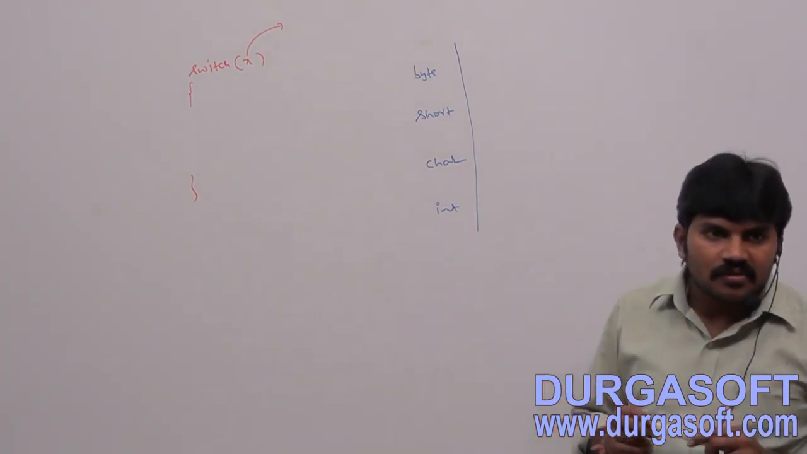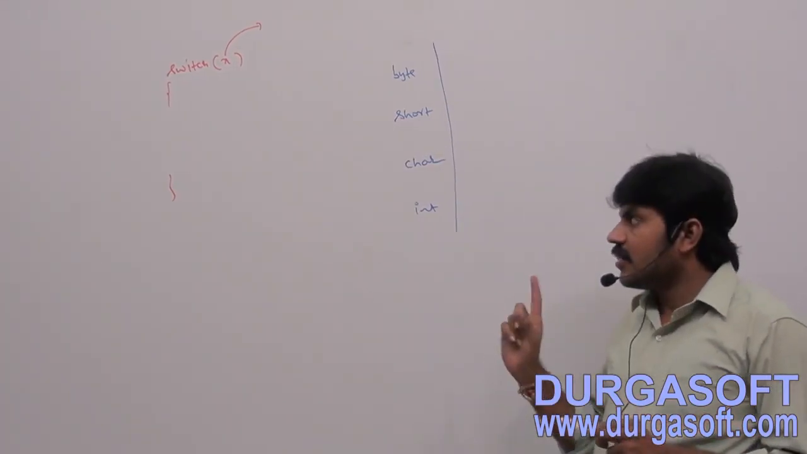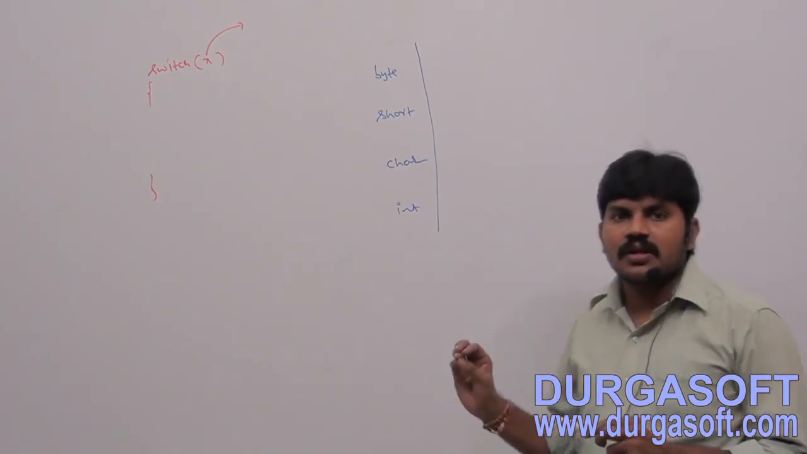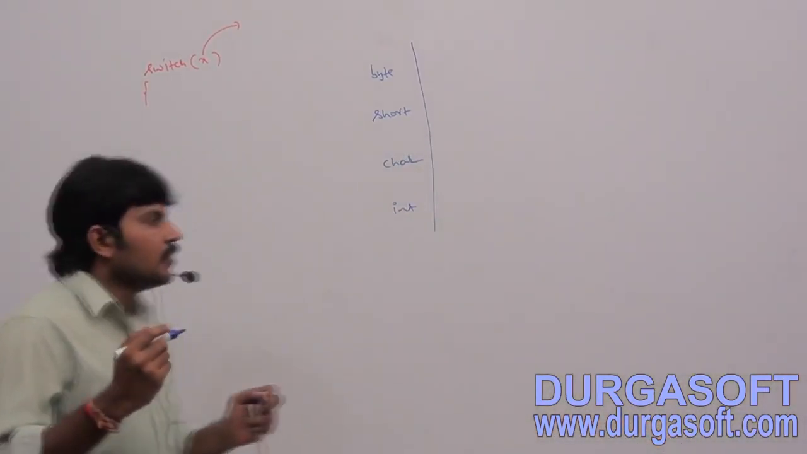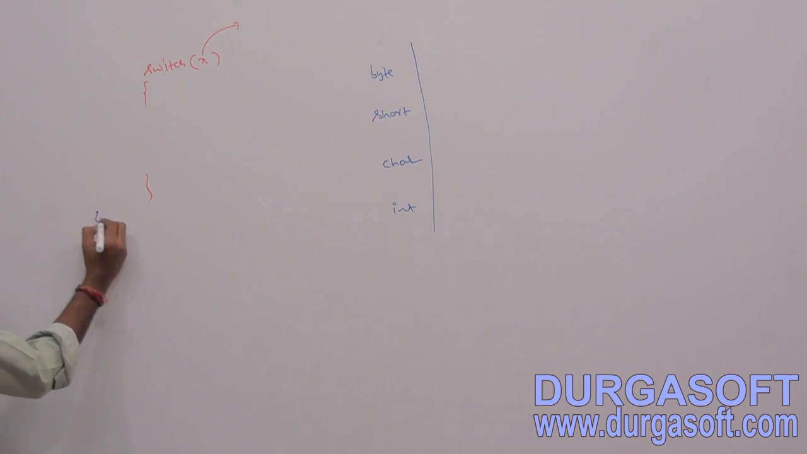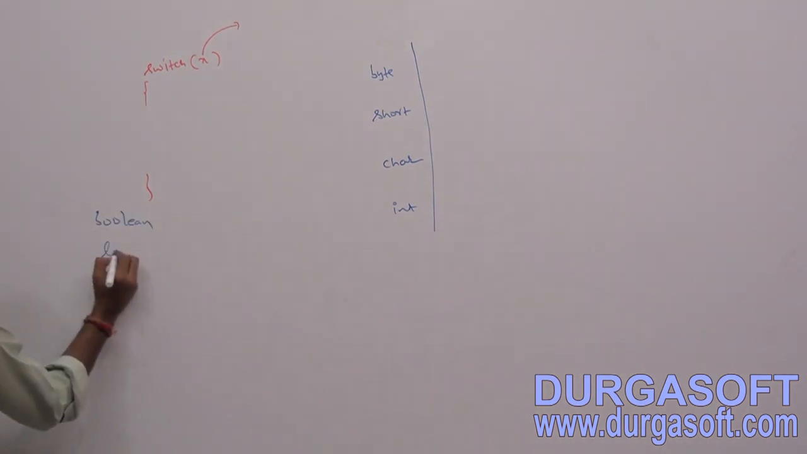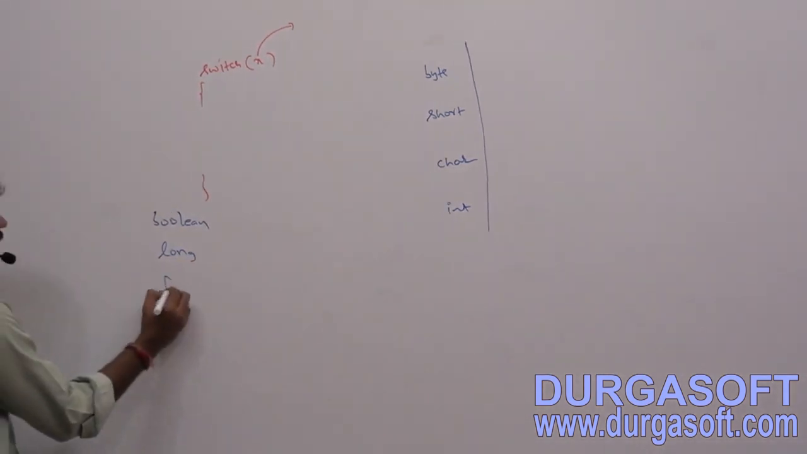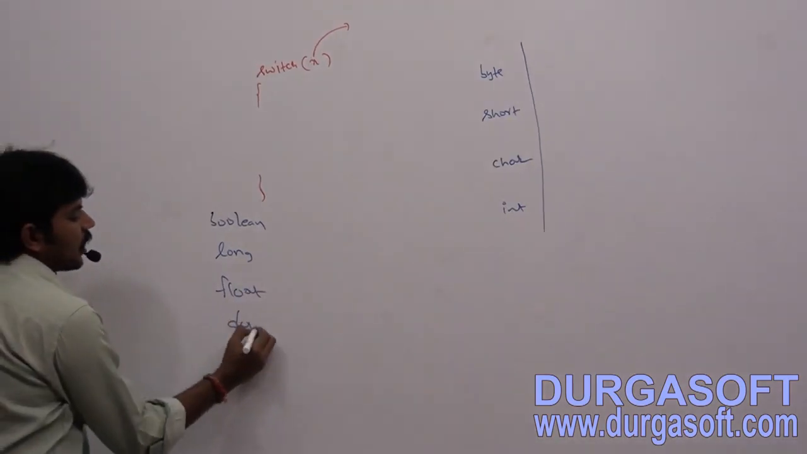Boolean allowed or not allowed? Not allowed. Long not allowed. Float not allowed. Double not allowed. Why? Why is Boolean not allowed? Why is long not allowed? Why is float not allowed? And why is double type not allowed?